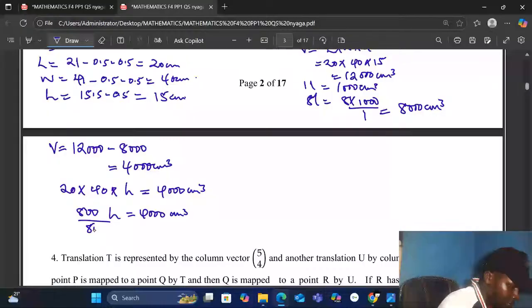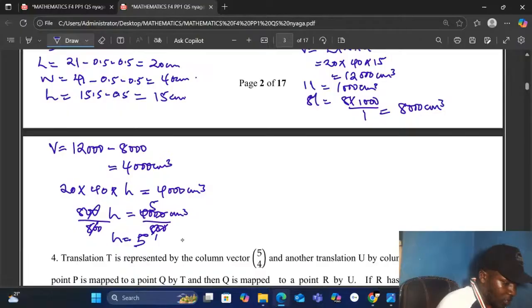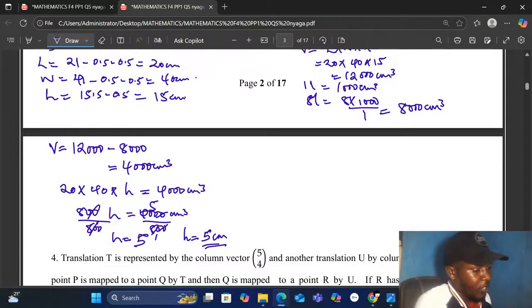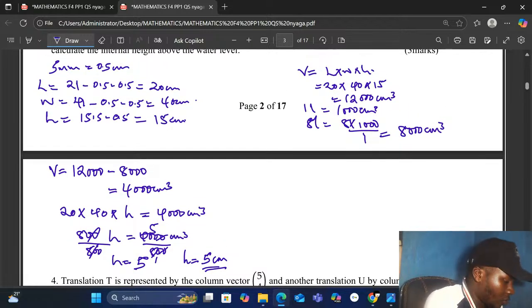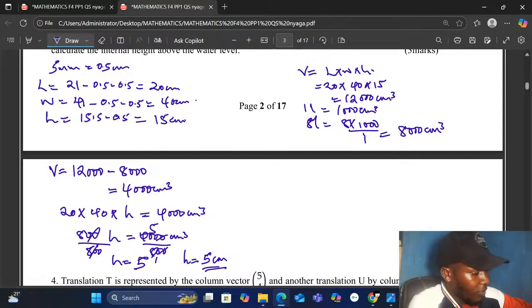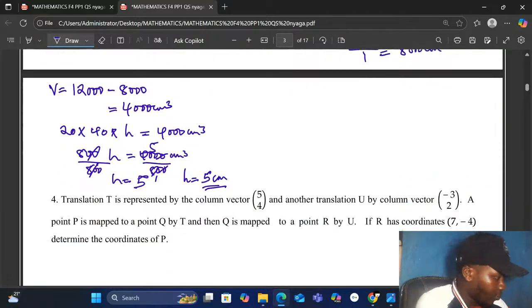Now we divide by 800 to find the value of h, the height. 8 into 40 is 5 times, so the height is now 5. So the height that is not filled with water becomes 5 centimeters. Then we move to the next question, number 4.